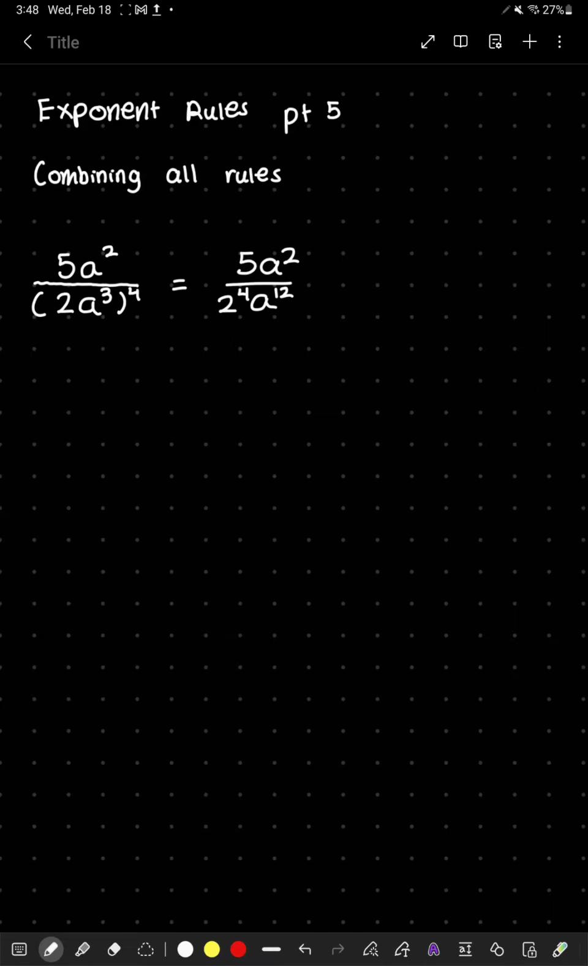Well, now I look and I see, oh, I have a squared over a to the power of 12. This is another rule. This was called the quotient rule. And so if I remember, the quotient rule tells me that I have to subtract these two things. And so what I'm left with is a 2 minus 12 giving me negative 10.